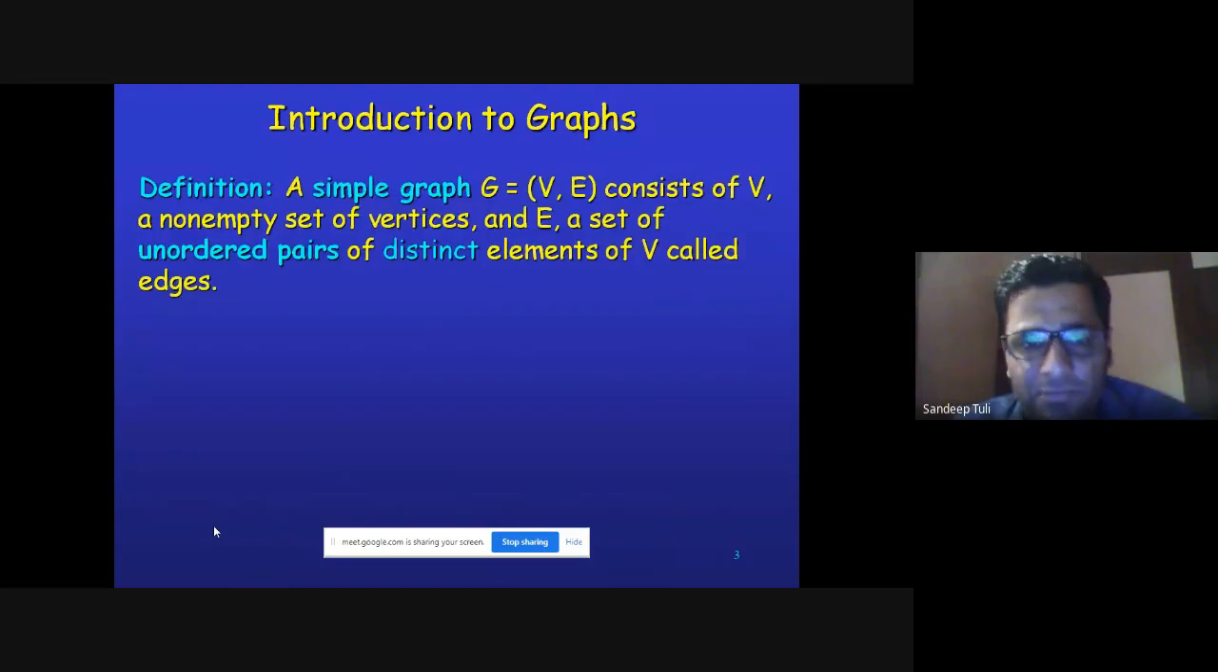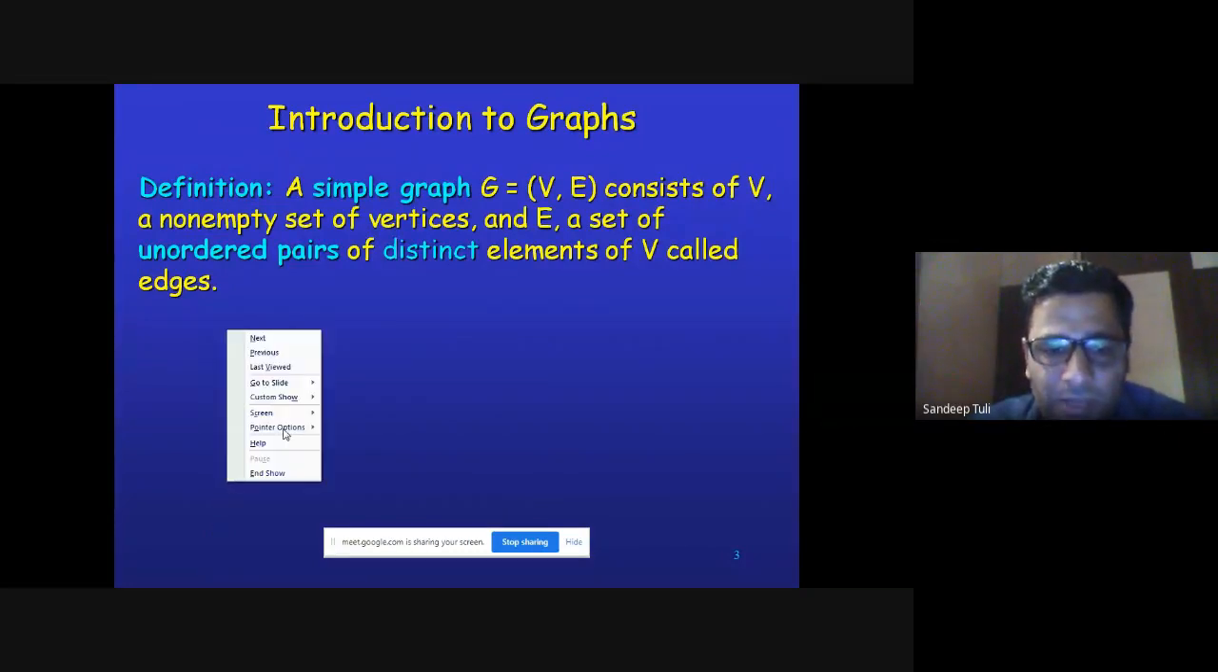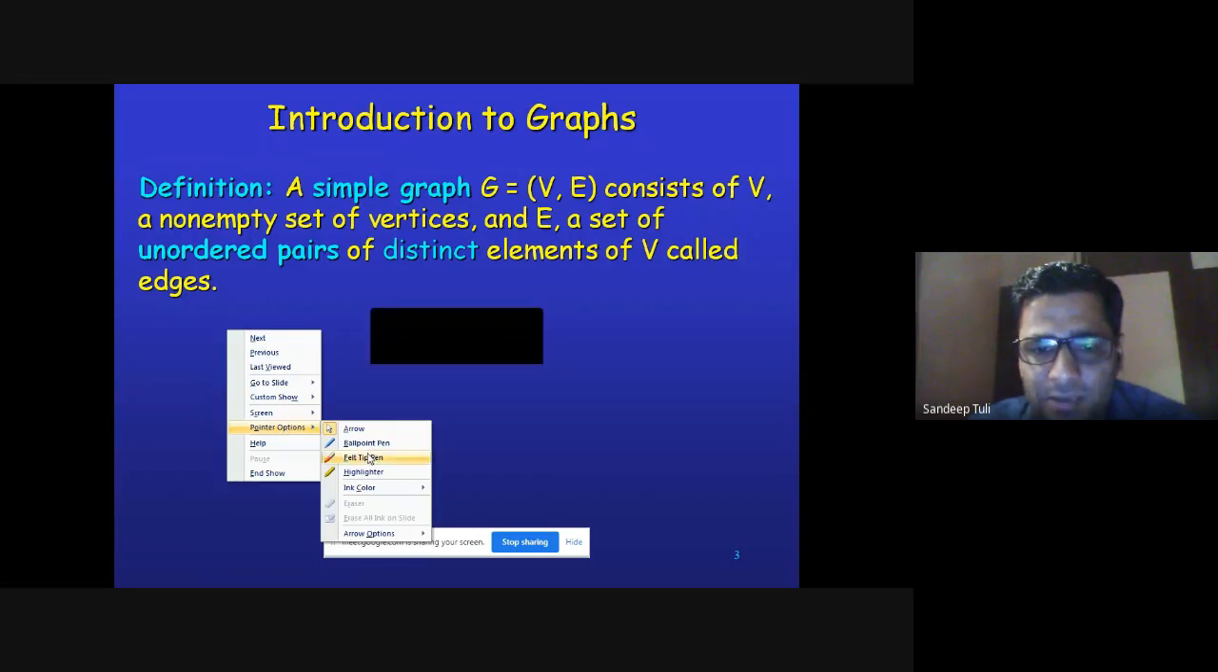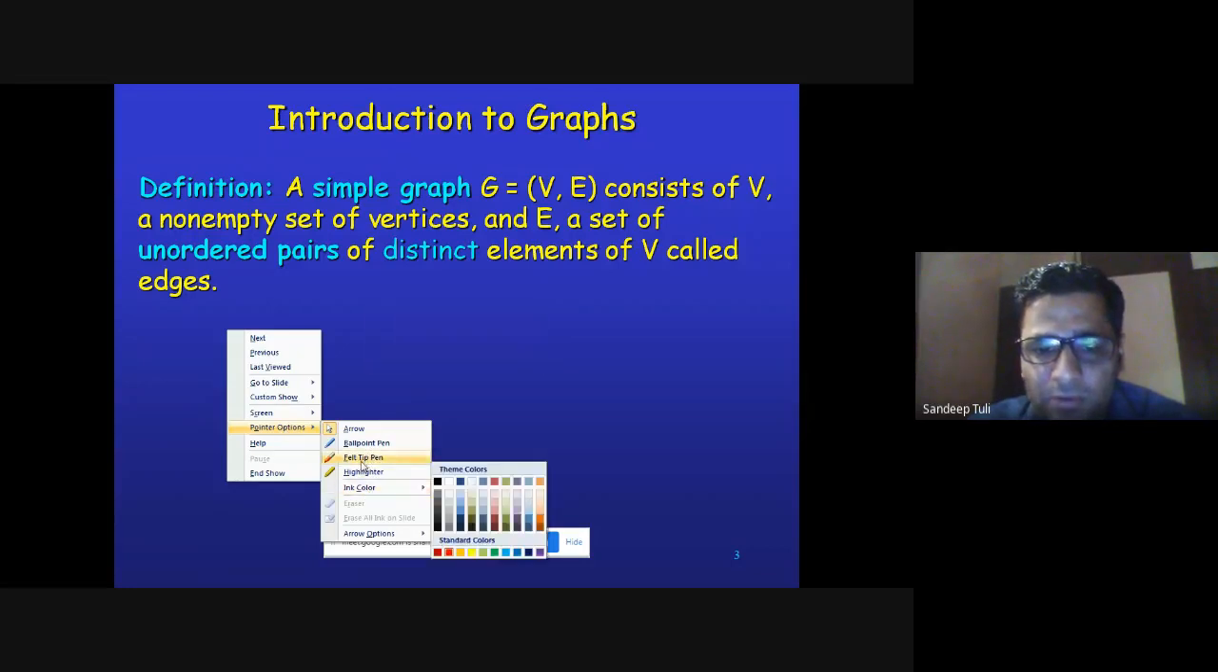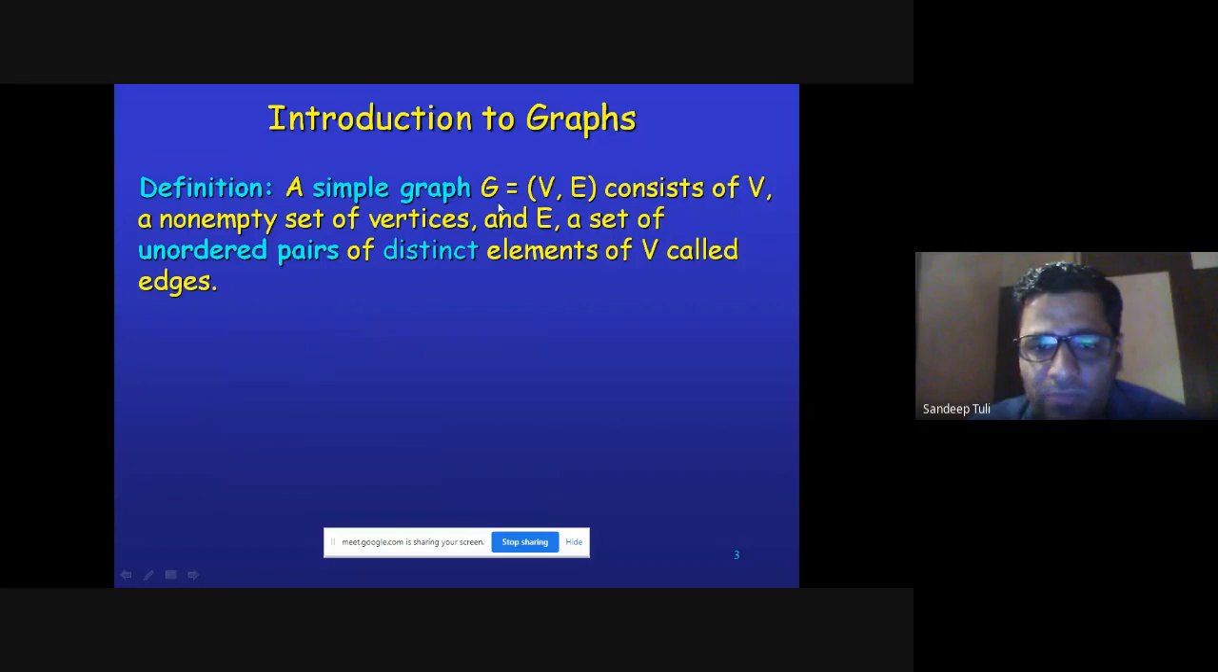Now with the help of that, we can give the definition of a graph. A simple graph. I am using the word simple graph because different kinds of graphs are also there. We will learn one by one. So a simple graph is represented by G equals (V, E). Always remember that this is the way to represent a particular graph. G equals (V, E) consists of V, a non-empty set of vertices, where V is the set of vertices, and E is the set of edges.